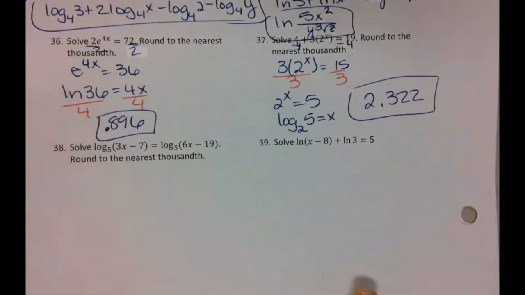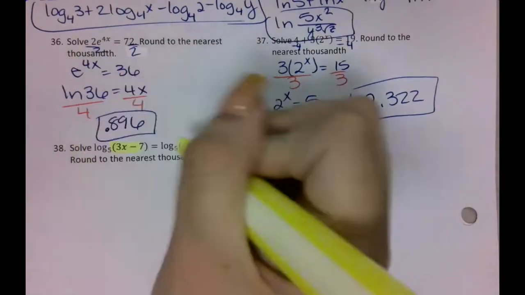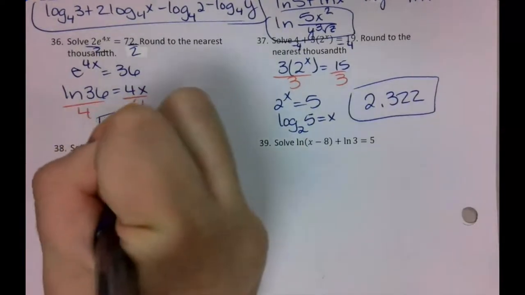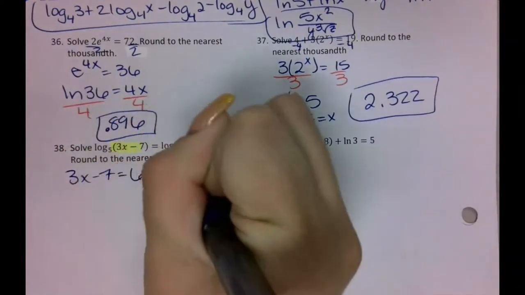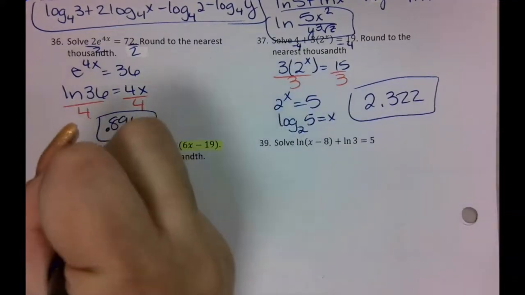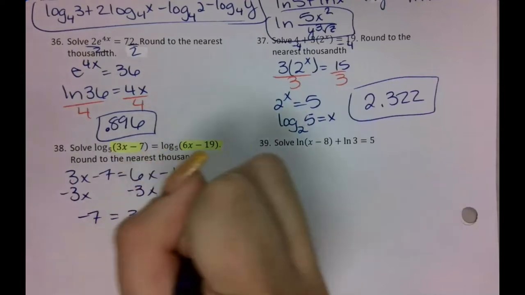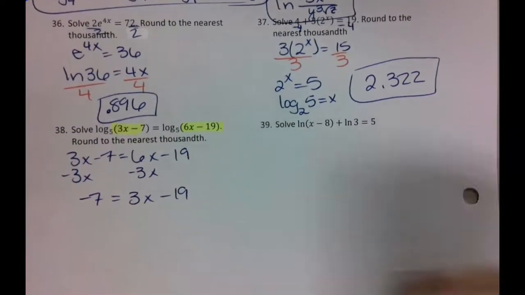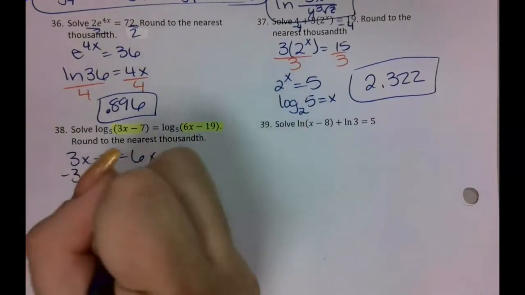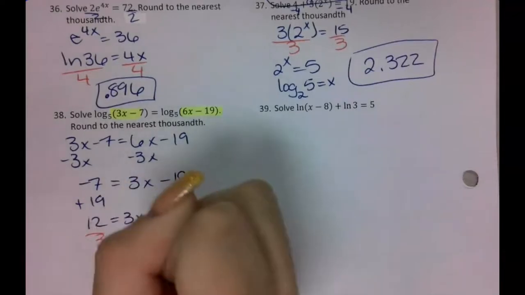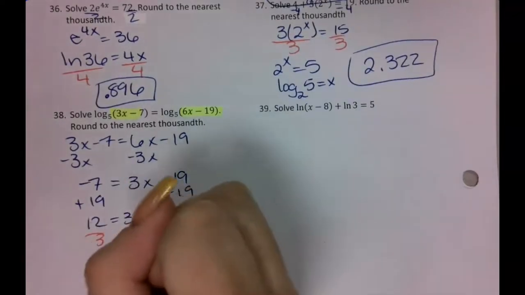Okay, number 38. Both of these have a log base on both sides, and then there's nothing else. So I can just take my insides and set those equal to each other. I'm going to have 3x minus 7 equals 6x minus 19. I want to start off by subtracting 3x on both sides. I get negative 7 equals 3x minus 19. I want to go ahead and add 19 to both sides. Gets me 12 equals 3x. I can divide both sides by 3. And I end up with x equals 4.